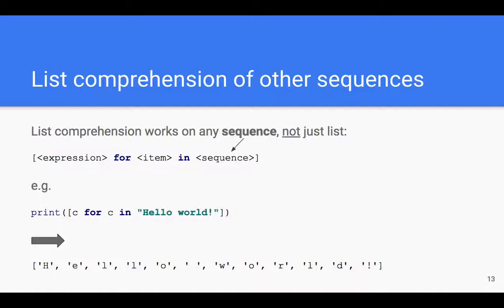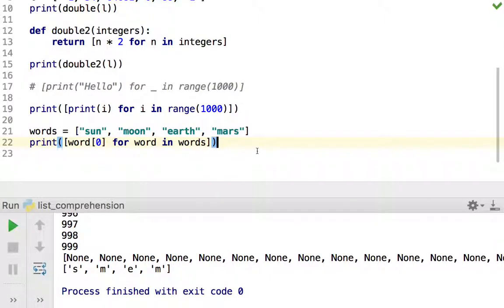Next thing I want to emphasize is I know it's called list comprehension, and I know all the examples we've shown so far are operating on lists, but this doesn't have to be a list, right? It can be any sort of sequence, such as a string. Remember, a string is just a sequence of little strings, really a sequence of characters.